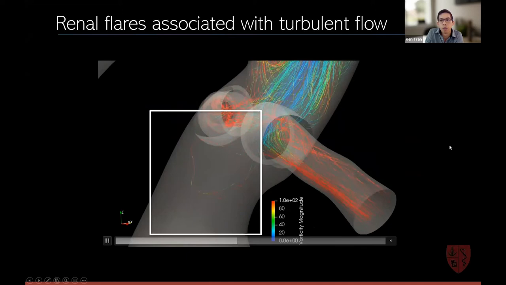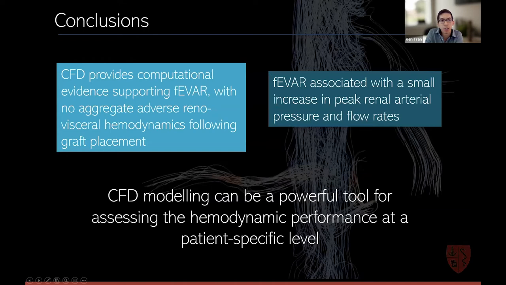So in conclusion, CFD provides computational evidence supporting fenestrated EVAR with no aggregate adverse renal visceral hemodynamics following graft placement. There does appear to be a small increase in peak renal artery perfusion postoperatively, at least in the context of our pilot study.